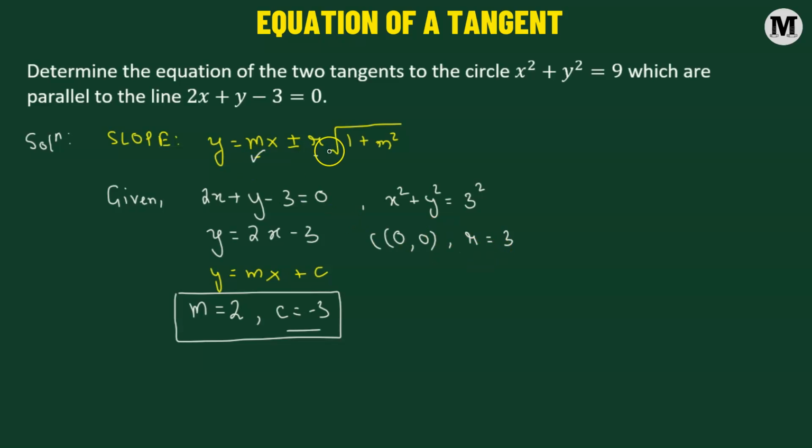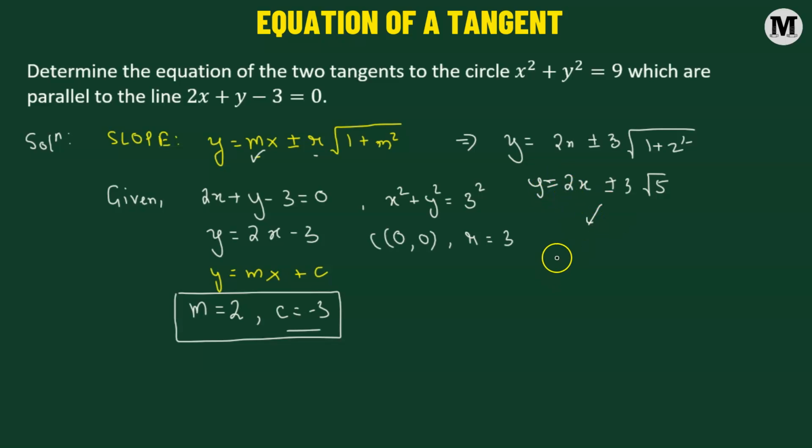We'll substitute the values into the equation of the slope form. That means we are going to get y equals 2 times x plus or minus 3, that's the radius, multiplied by the square root of 1 plus 2 squared. Or we can say y will be equal to 2x plus or minus 3 times the square root of 5. So this is going to be the equation of the tangent lines.